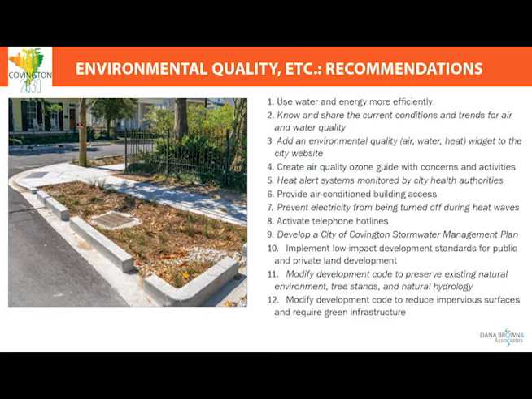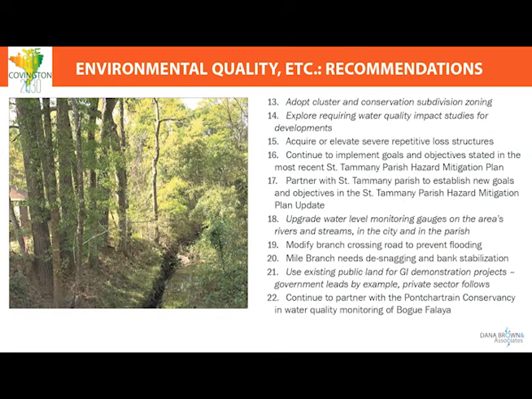Know and share the current conditions and trends for air and water quality. Add an environmental quality widget to the city website that includes air, water, and heat. Develop a City of Covington stormwater management plan. Modify development code to preserve existing natural environment, tree stands, and natural hydrology. Adopt cluster and conservation subdivision zoning. Explore requiring water quality impact studies for developments.